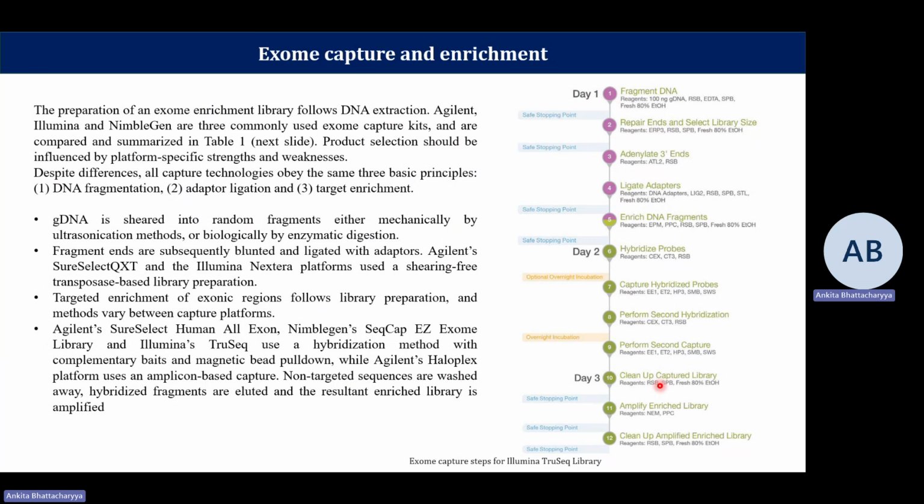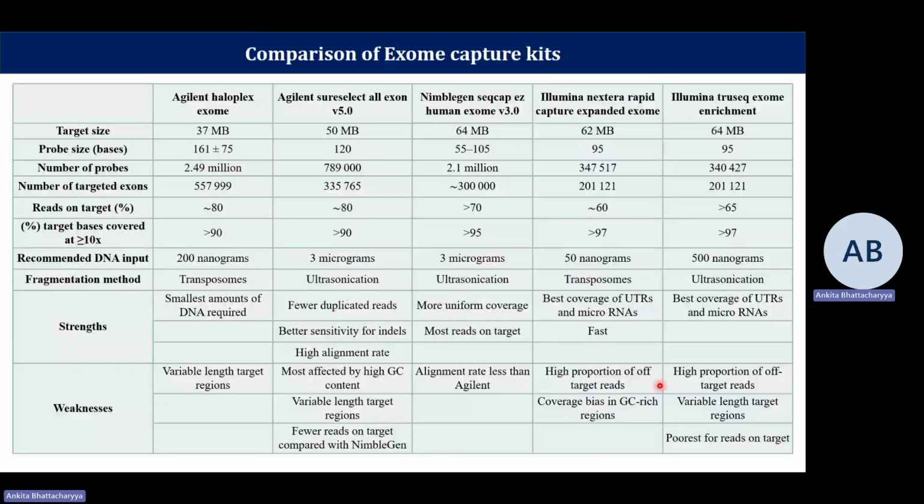The library preparation step, like we have previously mentioned, involves all of these little intermediate steps prior to it. This is what I was talking about as table one, the comparison of different exome capture kits. Like you can see, there are a lot of differences. What we are discussing today is this Illumina TruSeq exome enrichment strategy. But apart from that, there are some platforms by Agilent, by Roche, which is the NimbleGen, and by Illumina Nextera also. You can see that the target size is different.